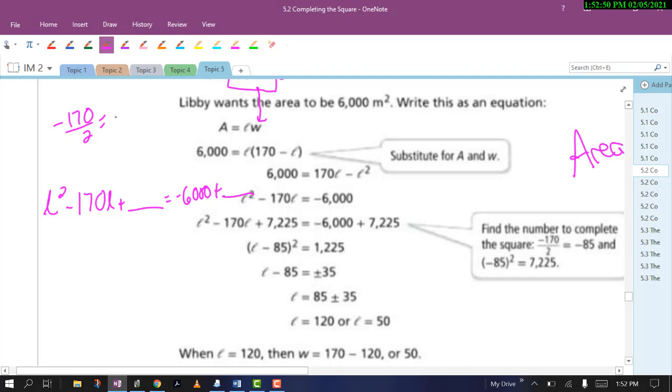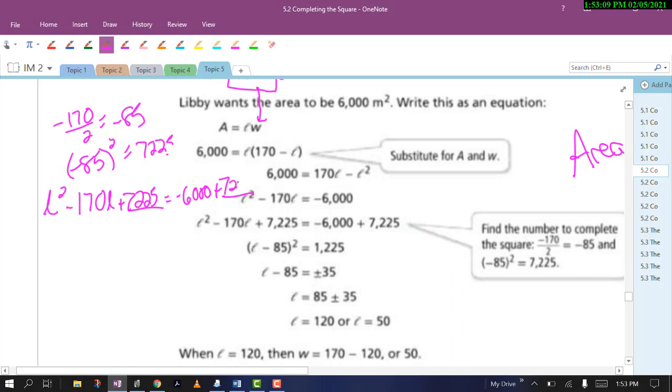Use my calculator just to make sure. So it's probably good if you have a calculator to use it. Negative 85, a much bigger number than what we're used to. I'm not squaring that in my head. I'm good, but I'm not that good. And we got 7225. So that's what we're adding in.